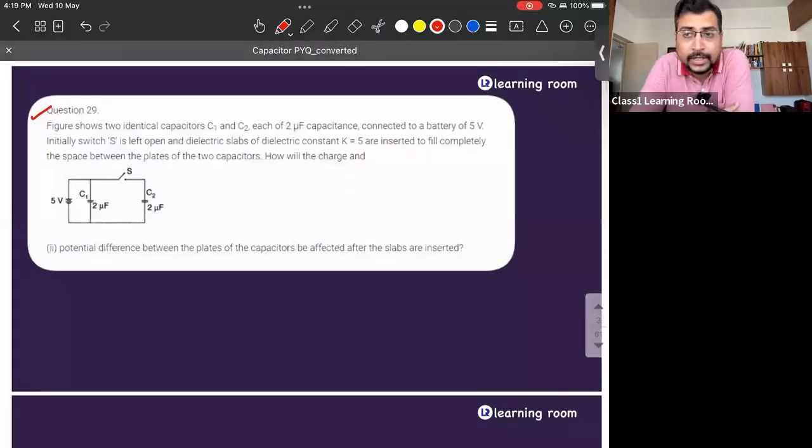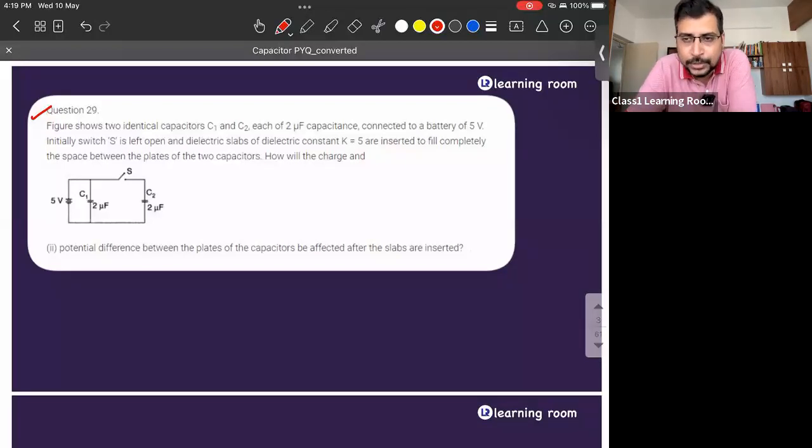So what about the 29th question? If you see, the figure shows two identical capacitors C1 and C2, each of 2 microfarad capacitance, connected to a battery of 5 volt. Initially, the switch S is left open and dielectric slabs of dielectric constant K equal to 5 are inserted to fill completely the space between the plates of the two capacitors. How will the charge and potential difference between the plates of the capacitors get affected after the slabs are inserted?